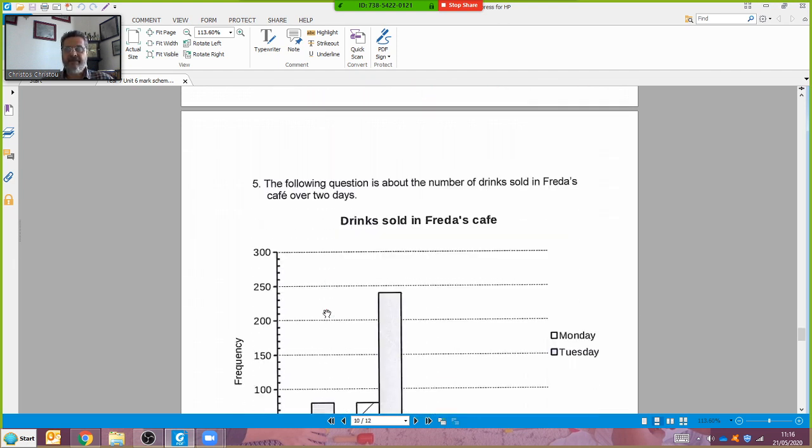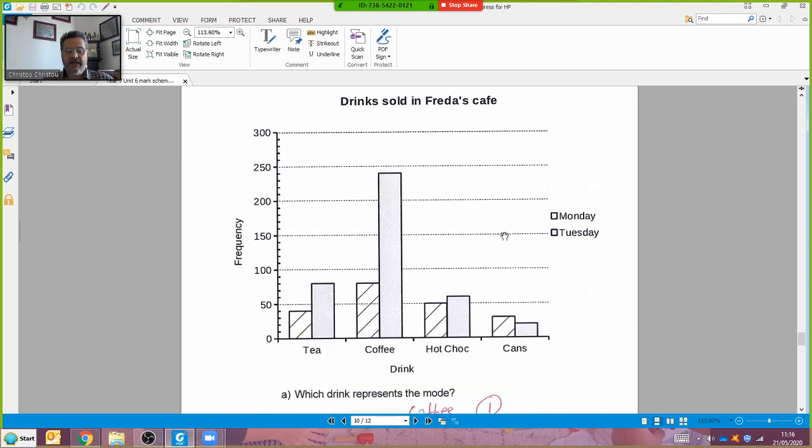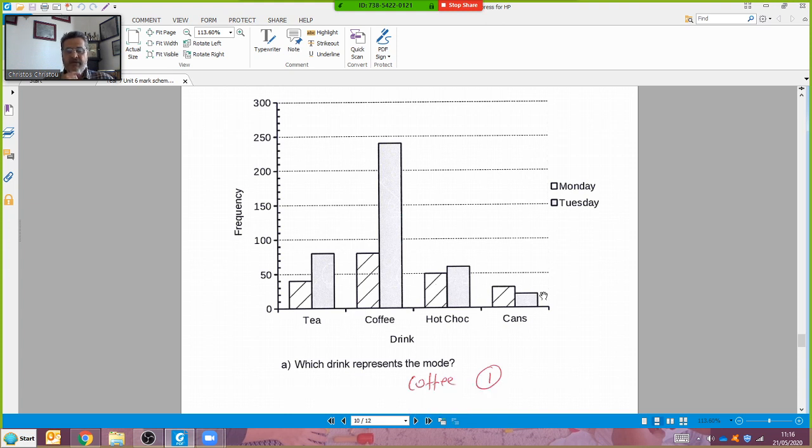Drinks sold in Frida's Cafe over 2 days. Okay, so that's Monday, like the white thing, and they should put a little line across there. And this slightly greyed out, blued out thing is Tuesday. So coffee, tea, hot chocolate, and cans of whatever, fizzy probably. Which drink represents the mode? In other words, which drink was sold the most? Clearly coffee, just on that bar alone. On the Tuesday, it's huge. So coffee is the most common drink sold.